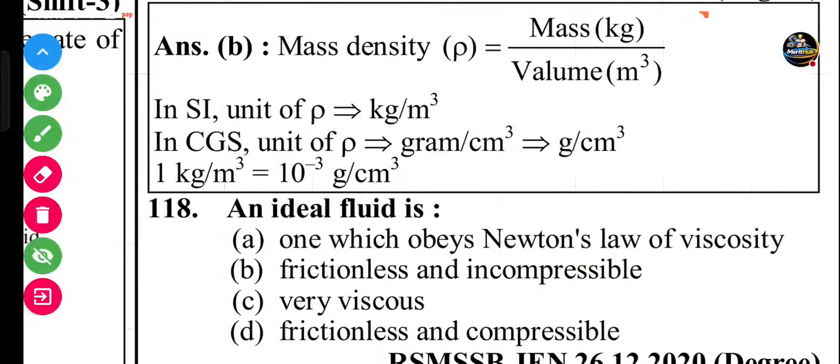Question number 18. An ideal fluid is one which obeys Newton's law of viscosity, friction is less, and is incompressible. Yes, B is right, frictionless and incompressible.